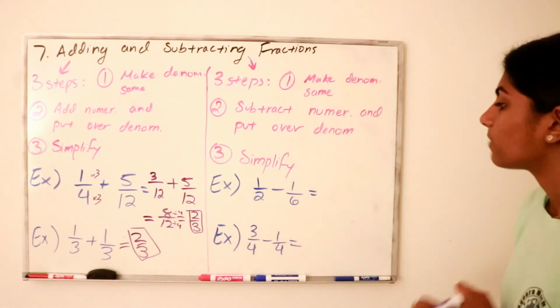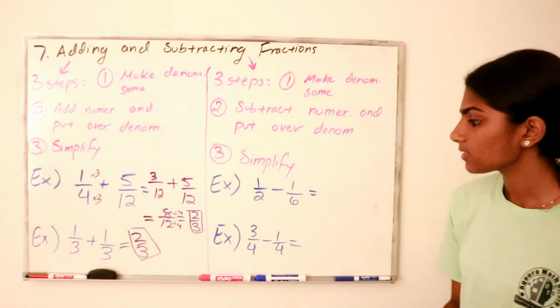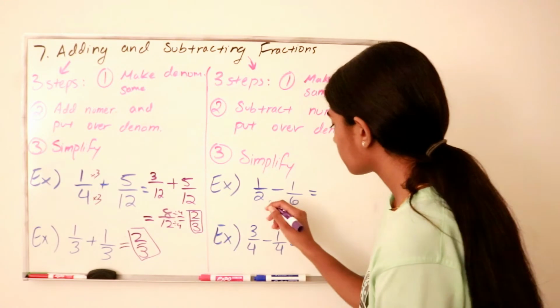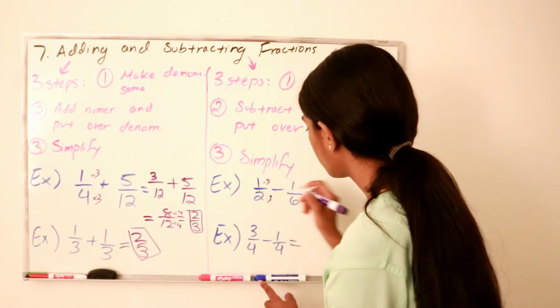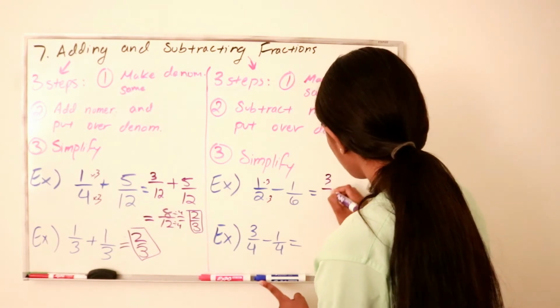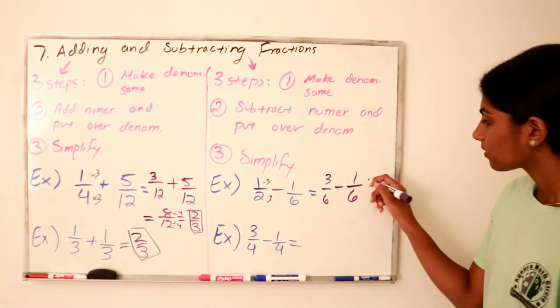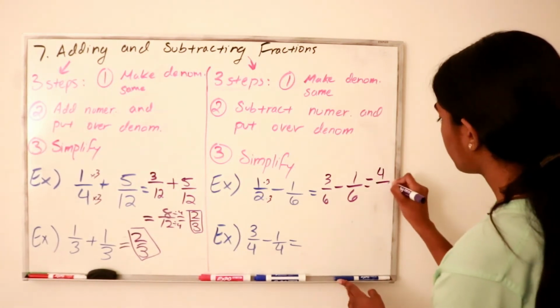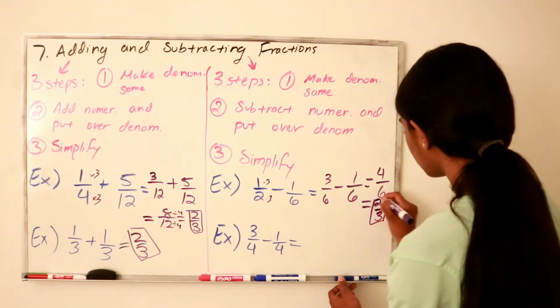What's 1/2 minus 1/6? So the least common multiple between 2 and 6 is 6. So all I have to do is multiply 2 by 3, multiply 1 by 3. And then I'll rewrite this as 3 divided by 6 minus 1 divided by 6. And what is that? That is 4 divided by 6. I can simplify that into 2 divided by 3.